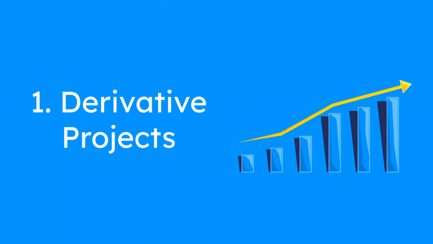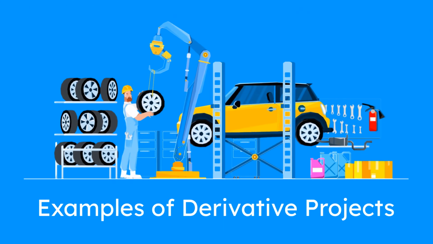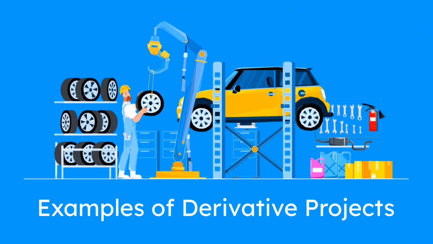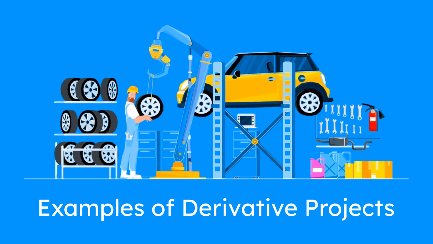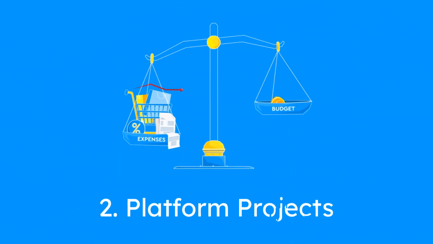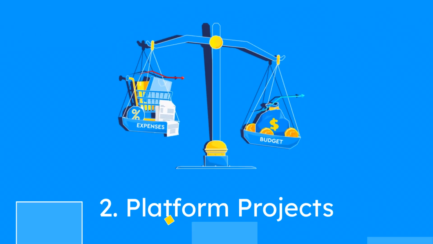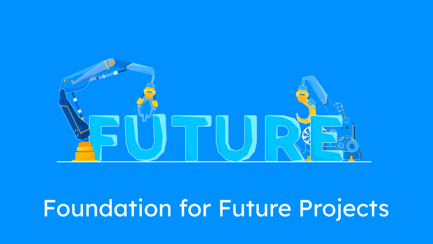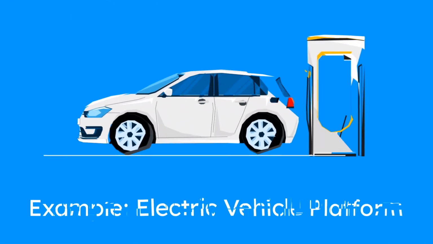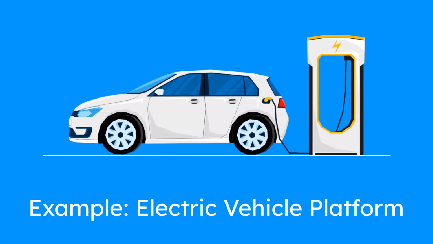These are small, incremental improvements. Think of a car company releasing a new model year with some minor updates. Nothing revolutionary, just refining what's already there. These are bigger, more substantial changes. They create a foundation or platform for future projects to build upon. For example, a car manufacturer developing a new electric vehicle platform that can be used for multiple models.